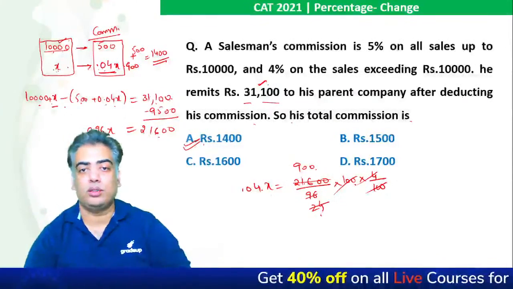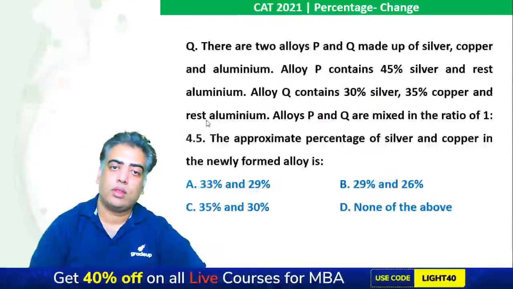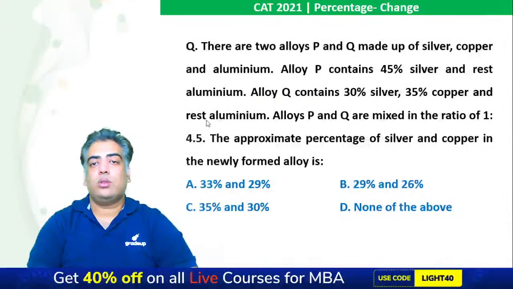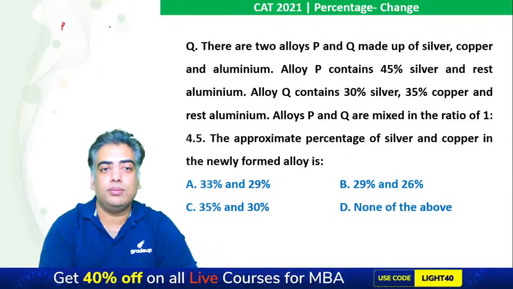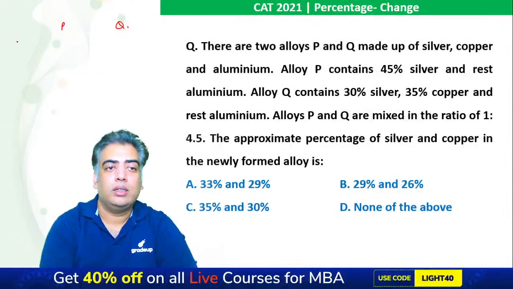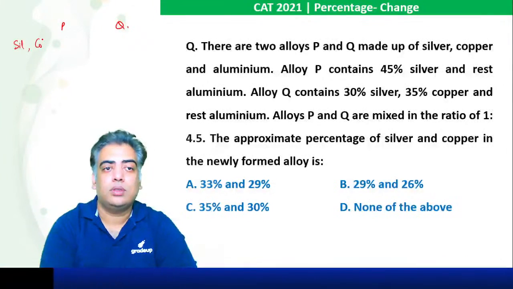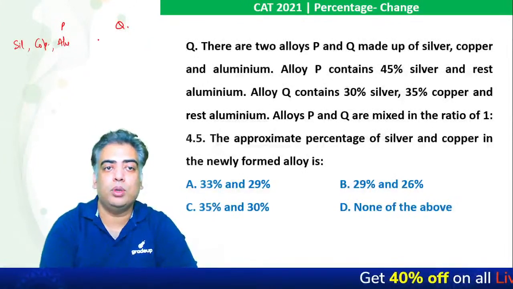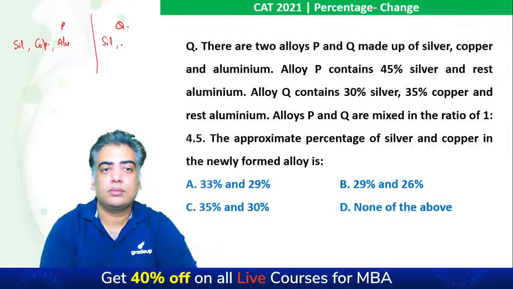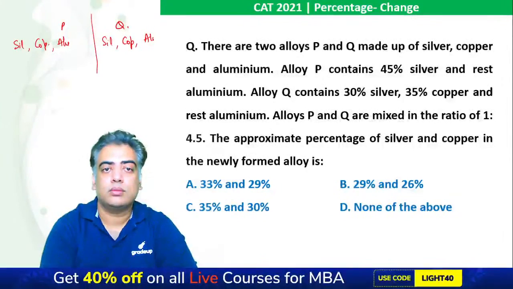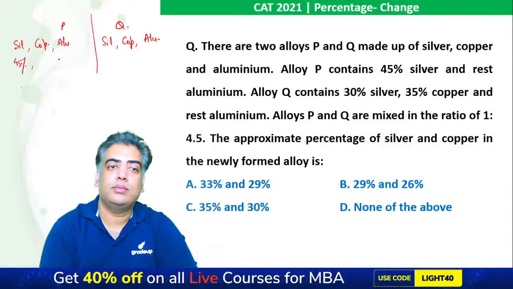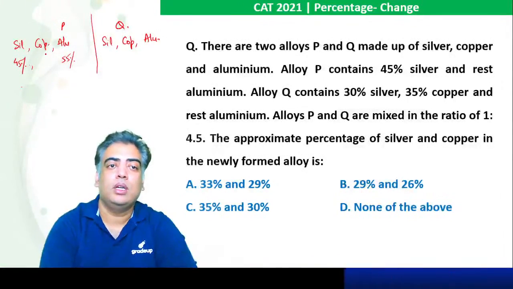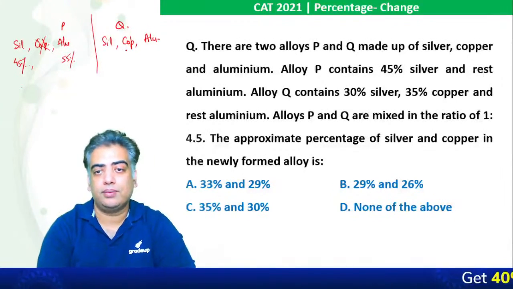Okay, so let's move on. Here it says there are two alloys P and Q made up of silver, copper and aluminium. So it is silver, copper and aluminium in both these. Alloy P contains 45% silver and rest aluminium. So 55% is aluminium, so copper is not available in P.